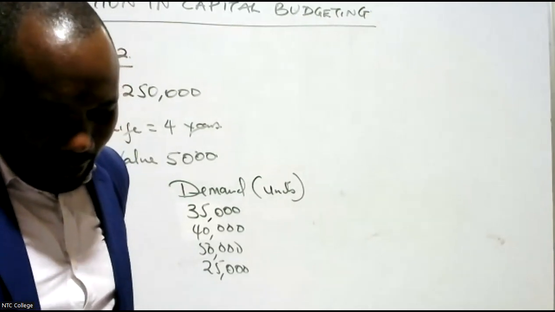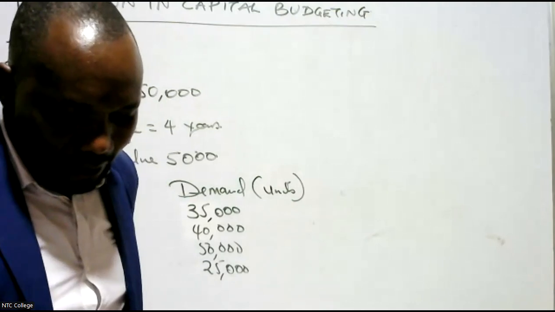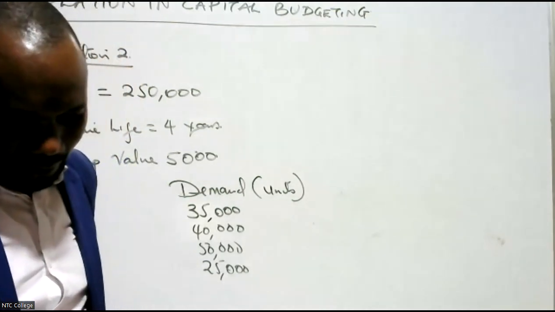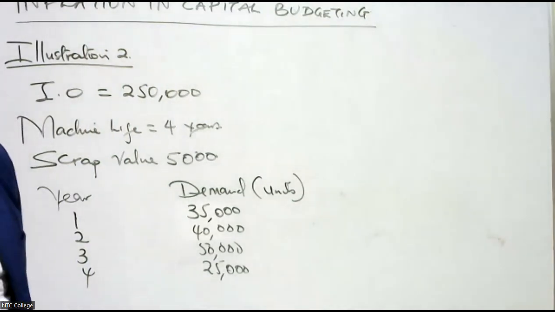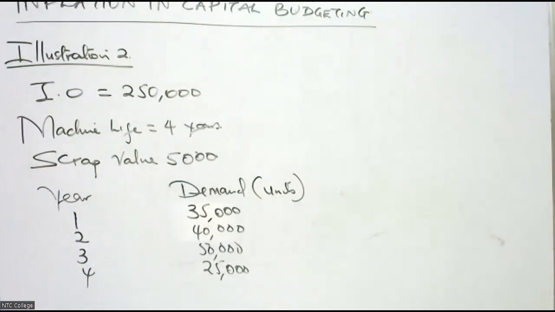General inflation rate is expected to be 5% per year. That is not an increase. That is the rate of general inflation.